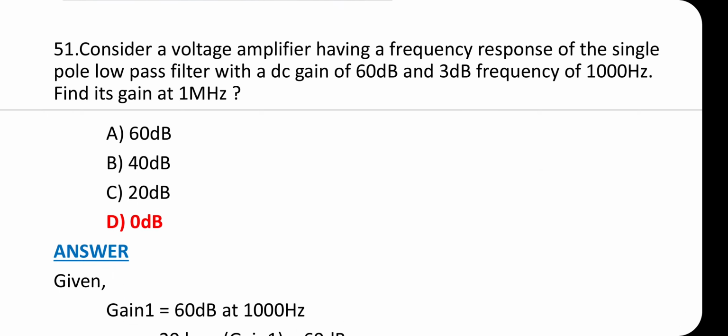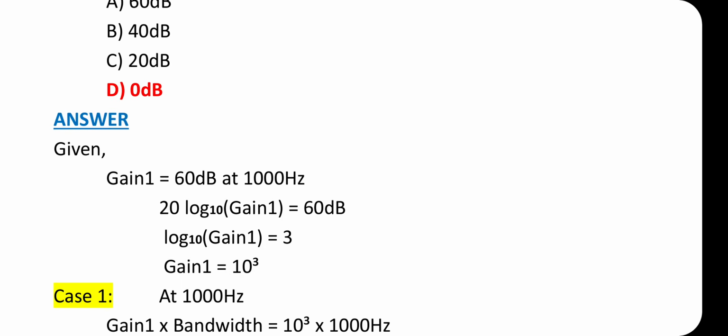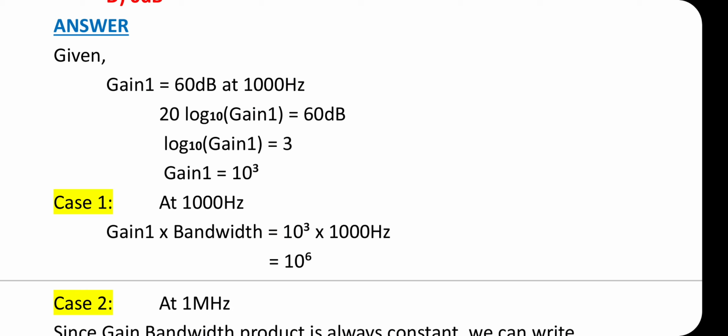Consider question 51. Consider a voltage amplifier having a frequency response of a single pole low pass filter with a DC gain of 60 dB and a 3 dB frequency of 1000 Hz. Find its gain at 1 MHz. Answer is option D, 0 dB. For all stable circuits and systems, the product of gain and bandwidth is always constant. The gain in dB is represented as gain in dB equal to 20 log 10 of gain. Given gain 1 equal to 60 dB at 1000 Hz, 20 log 10 gain 1 equal to 60 dB. Therefore, gain 1 equal to 1000.